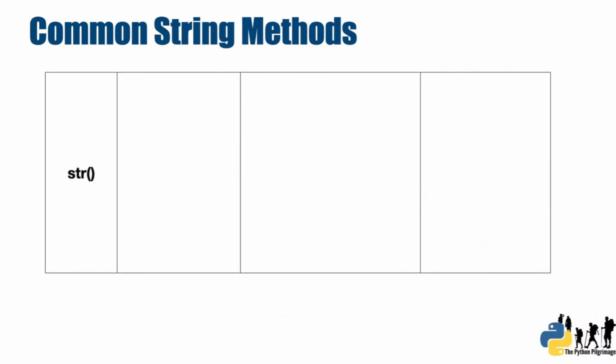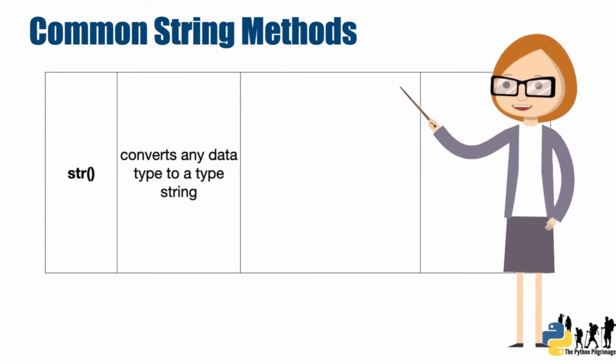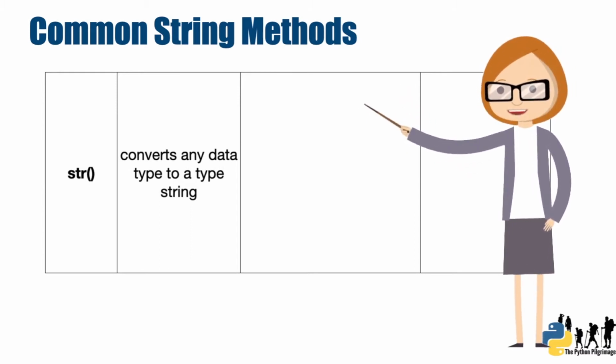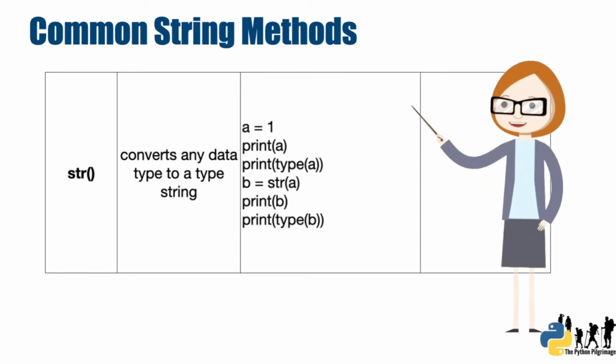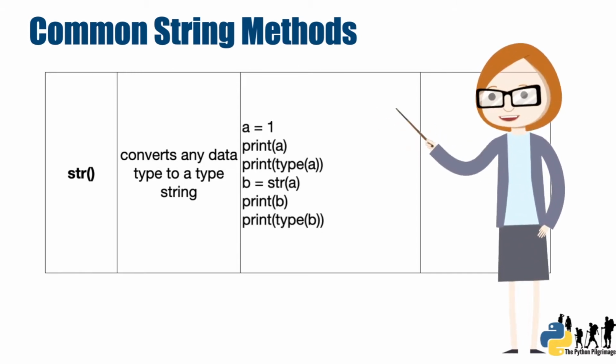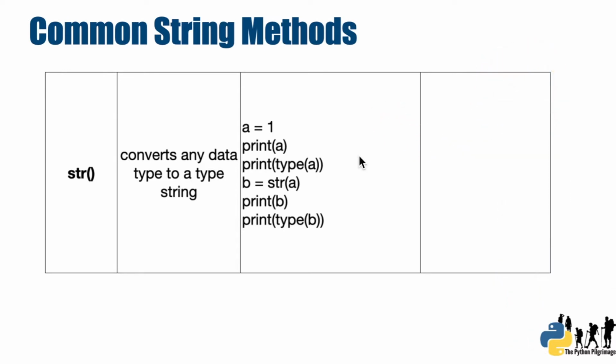So str converts any data type to a type string, may it be an integer, a tuple, a set, or what have you. If you enclose it in the str method, everything will be converted to a string. To illustrate, if you have an integer 1 assigned to the variable a, we have this scenario here. So a has integer 1, then just for illustration, we're going to print that out. We'll print out the type.